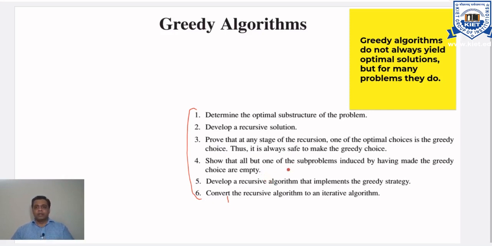Now if you go through all these steps and each and every step is completed, then you could say that yes, the greedy algorithm will give you the solution with guarantee. So only if you are able to fulfill these characteristics could you apply the greedy algorithm.